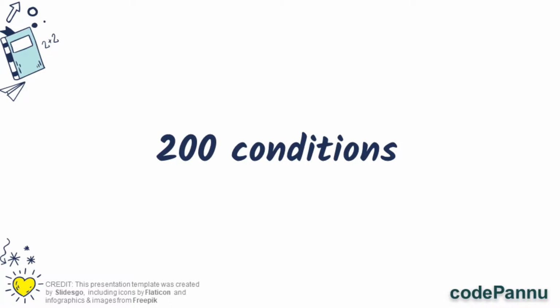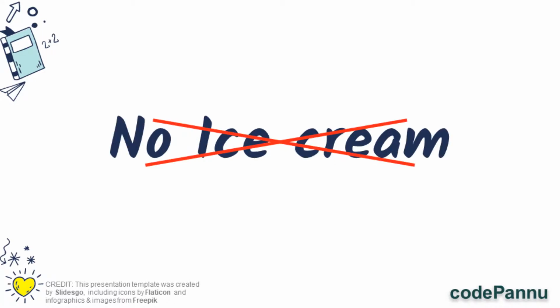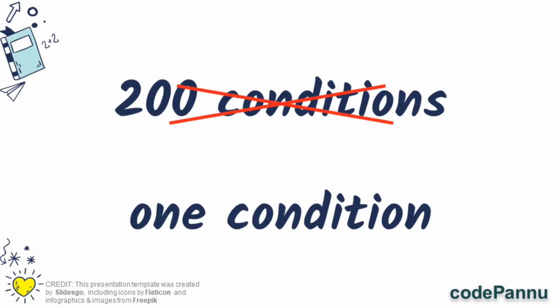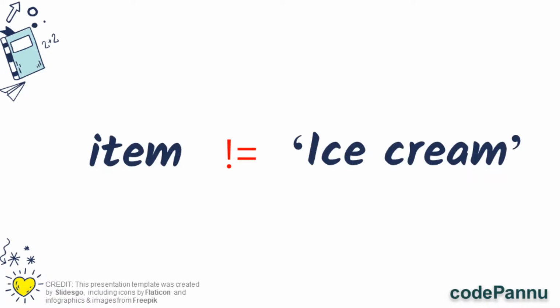But if we actually think about it, we are not supposed to eat only one item, which is ice cream. So instead of writing 200 conditions, we can write one single condition, which will make everything so much simpler. Of course, writing one condition is better than writing 200, correct? So we can write item is not equal to ice cream. So we are saying if whatever item we check is not equal to ice cream, then the output should be true, which means we can happily eat it. So if you take any item which is not ice cream, the output will be true, which means you can eat it. This is a simple example of when to use not equal to.